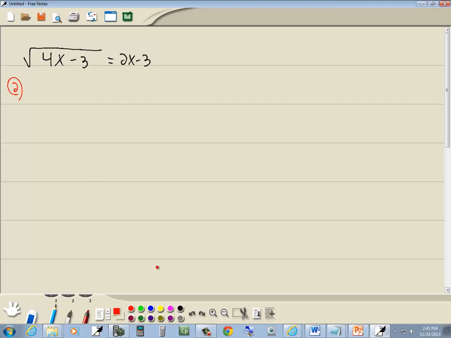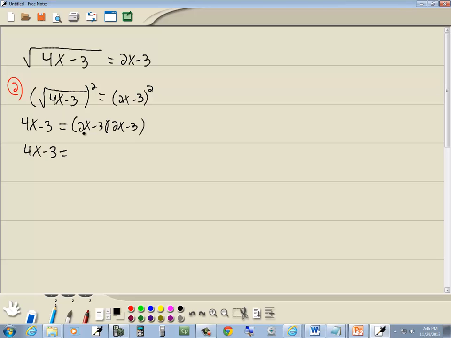Step 2, raise both sides to a power equal to the index. This is a square root, so we're going to square both sides. Our index is 2. Now when your index matches the power you're raising it to, they cancel each other away, so this becomes 4x minus 3. And over on the right side, 2x minus 3 squared, we have to rewrite as 2x minus 3 times 2x minus 3. We can't just square the 2x and the negative 3, because everything inside your parentheses has to be either multiplication or division for you to do that. The minus in here is what screws it up.